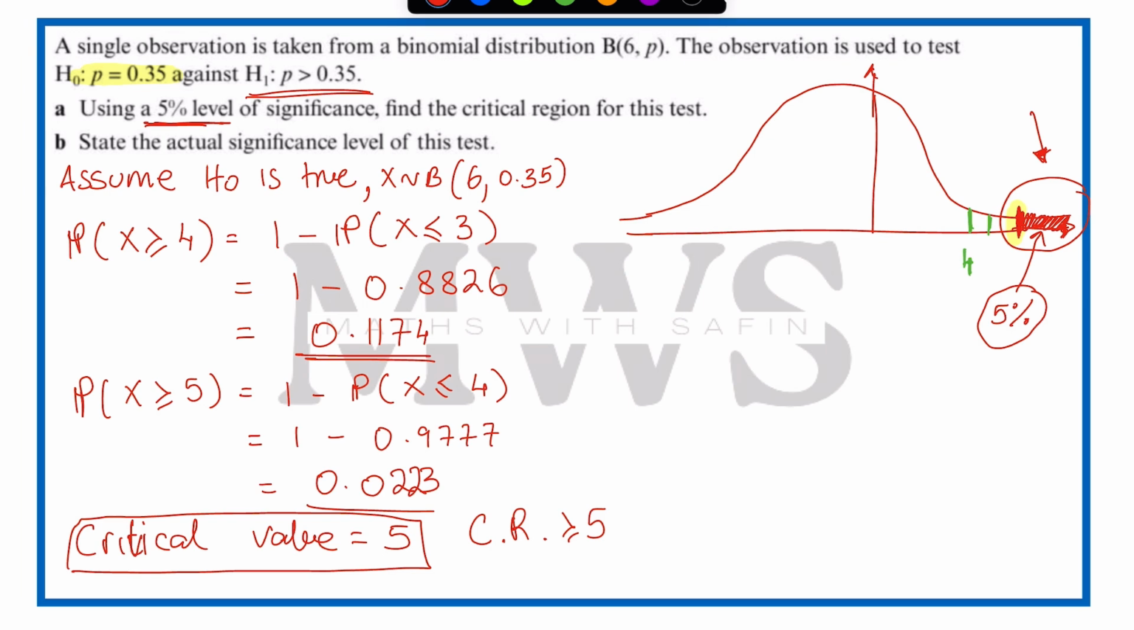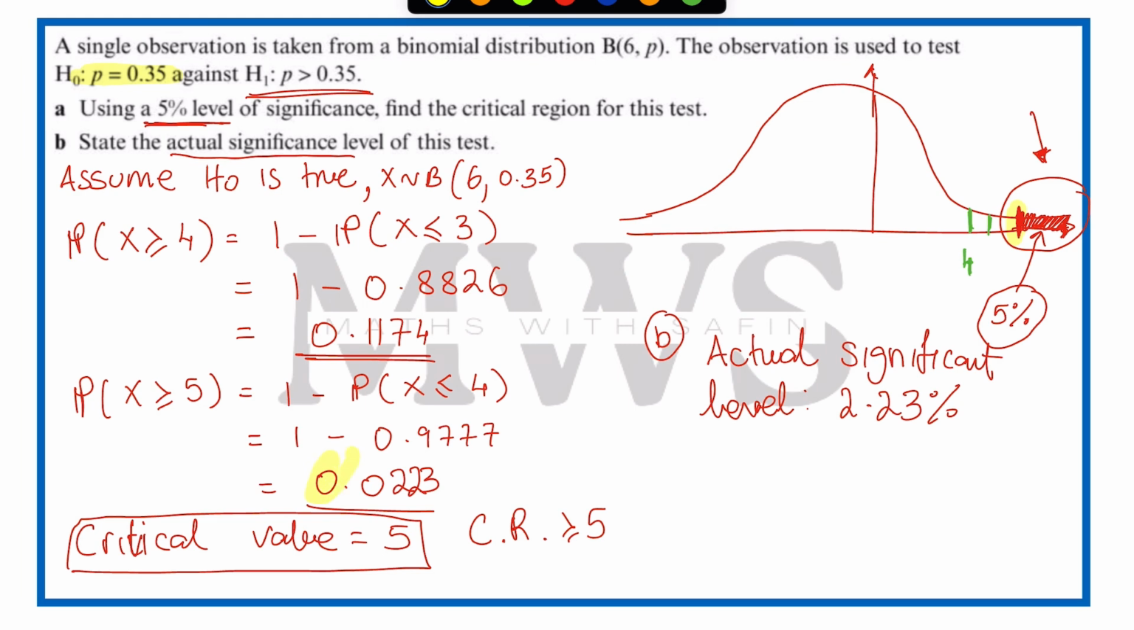Part B is telling us to calculate the actual significance level, because the 5% is not the true significance level in this case. The actual significance level is the probability where the critical region starts from. So the actual significance level is equal to 2.23%, which is the value that we calculated when finding the critical value. Essentially, that's where our region starts from. So this is how you answer and calculate your critical region when it's a one-tailed test.